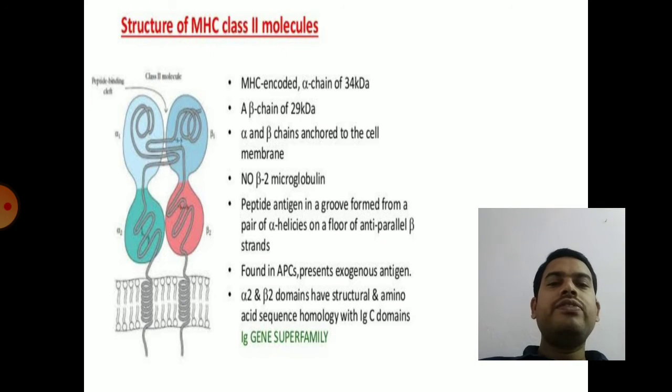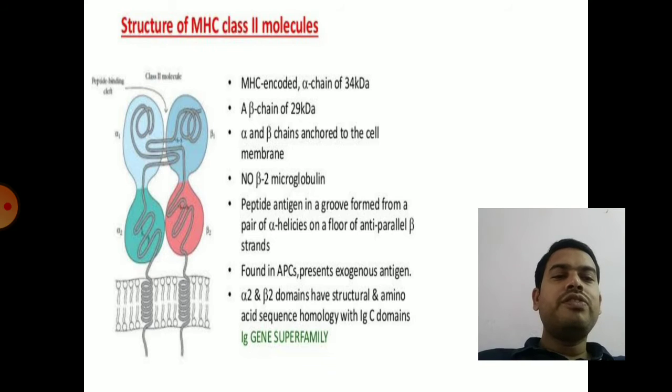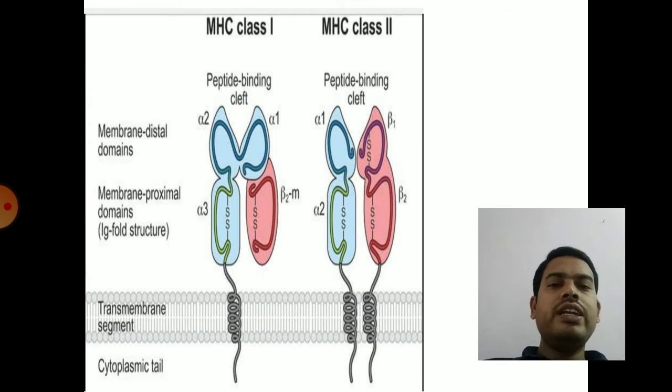This kind of class 2 MHC molecule is present on the antigen presenting cells, as I mentioned earlier. They process the antigen and present it on class 2 MHC to CD4 receptor containing T helper cells. So now you can clearly see in this diagram the difference between class 1 and class 2 MHC molecule.